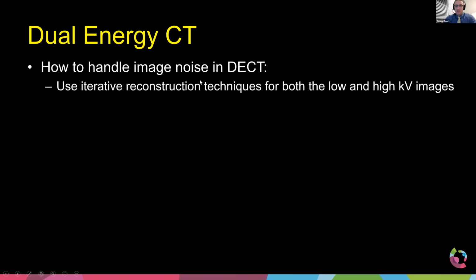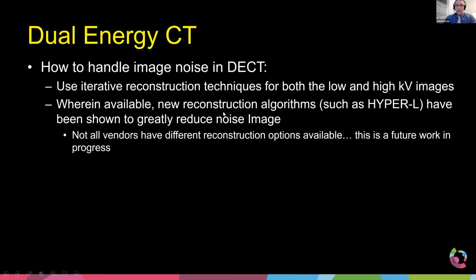So how do we handle image noise in dual energy CT? Well, we can actually use different reconstruction techniques. We can use iterative reconstruction, which is standard on all CT scanners now. And therefore, we can clean up both the low energy and the high kV images where it's possible. There have been many publications demonstrating different types of reconstruction, and if your vendor has those types of reconstruction algorithms, you should use them.